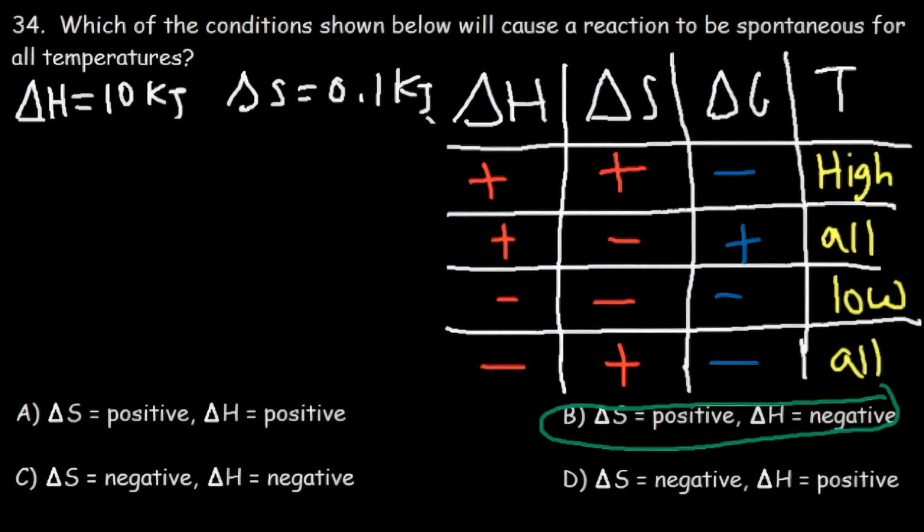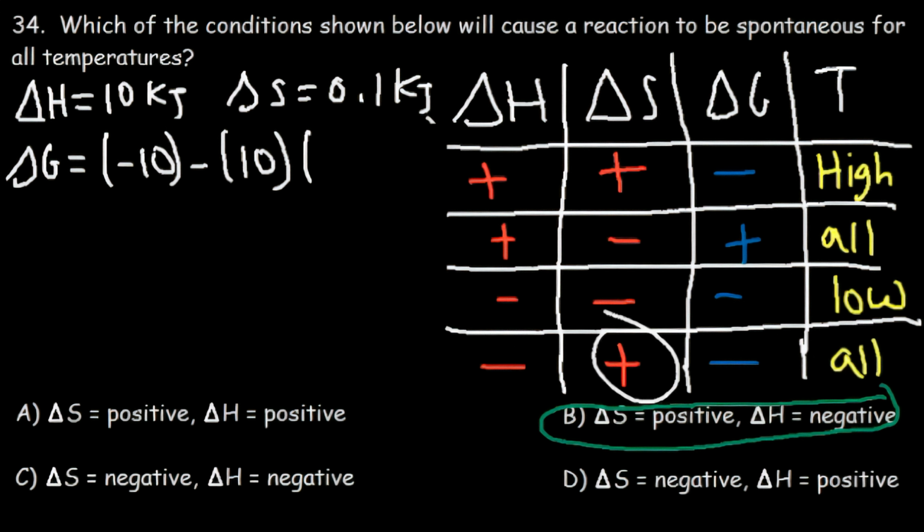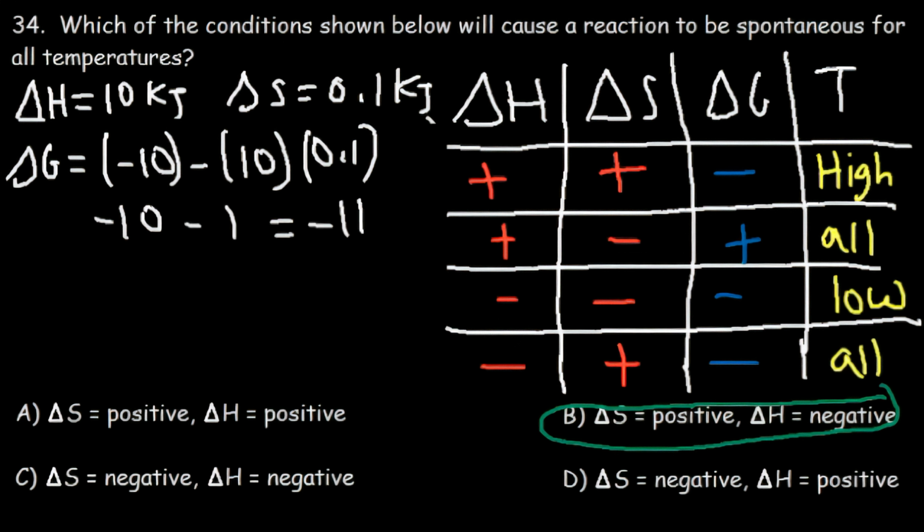So it has to be true at any temperature. So let's start with a low temperature. So H is going to be negative 10 and then minus T times entropy, which is positive. We're going to try a low temperature of 0.1, so negative 10 and negative 10 times positive 0.1, that's negative 1, so we get negative 11. As we can see, it's negative under low temperature conditions.